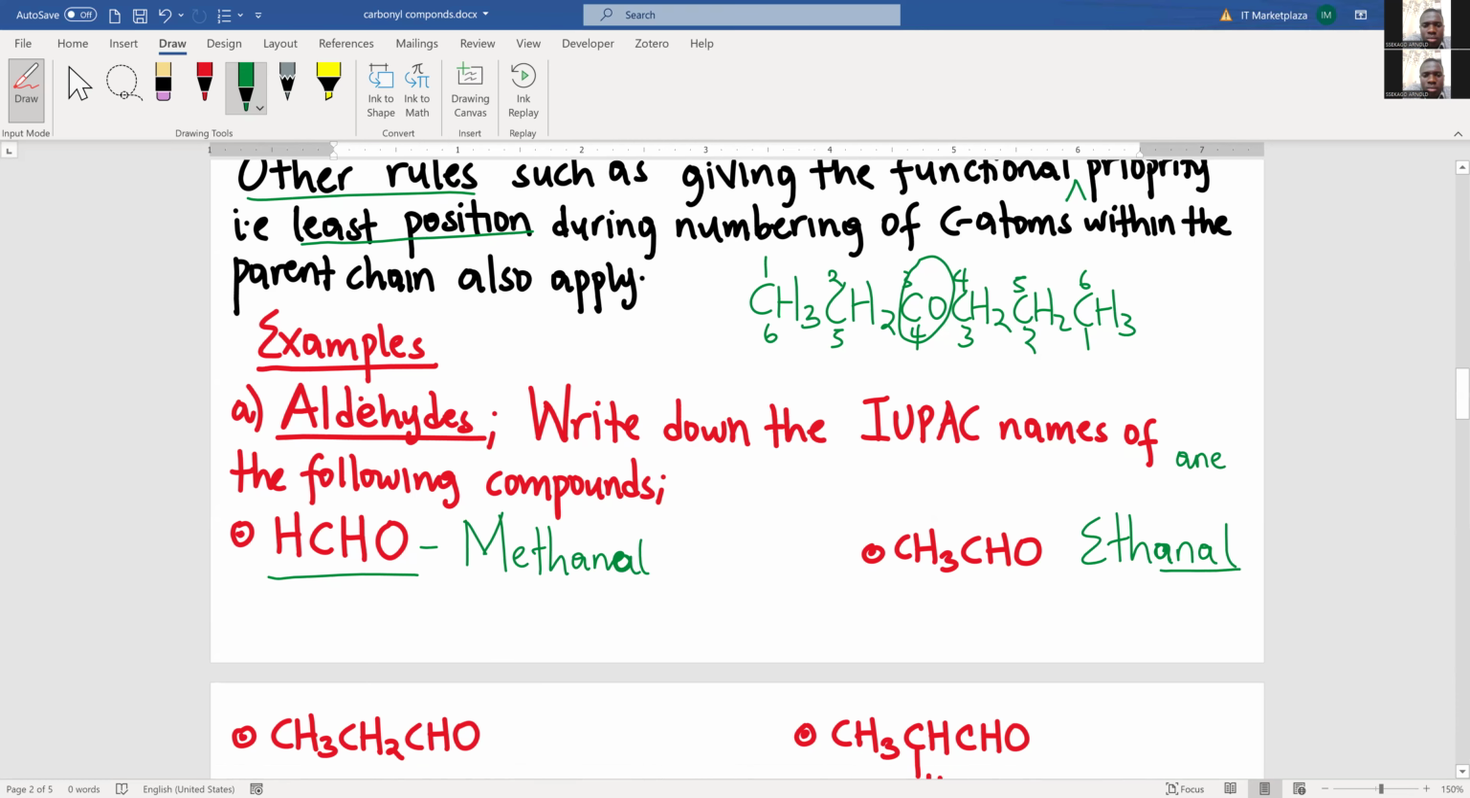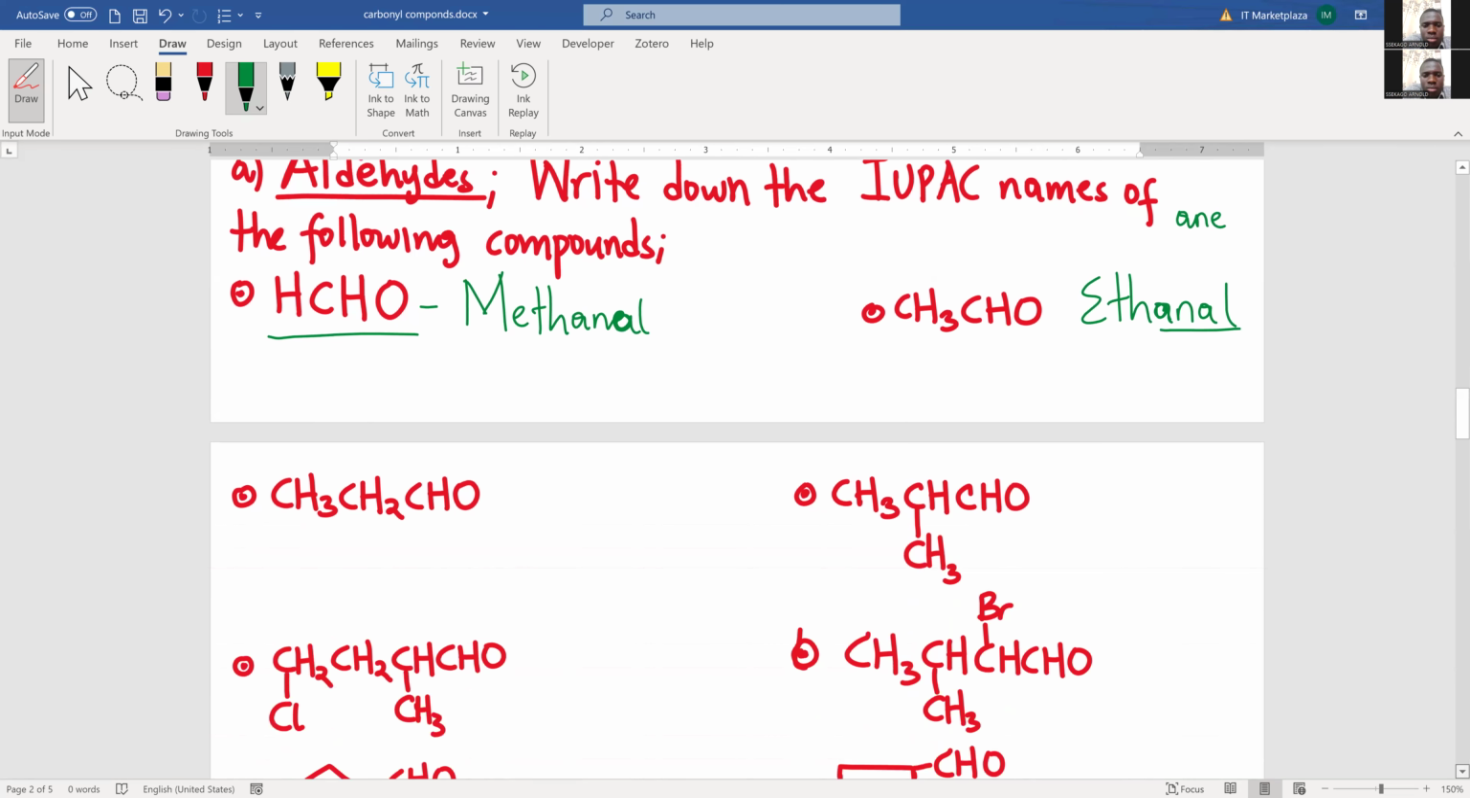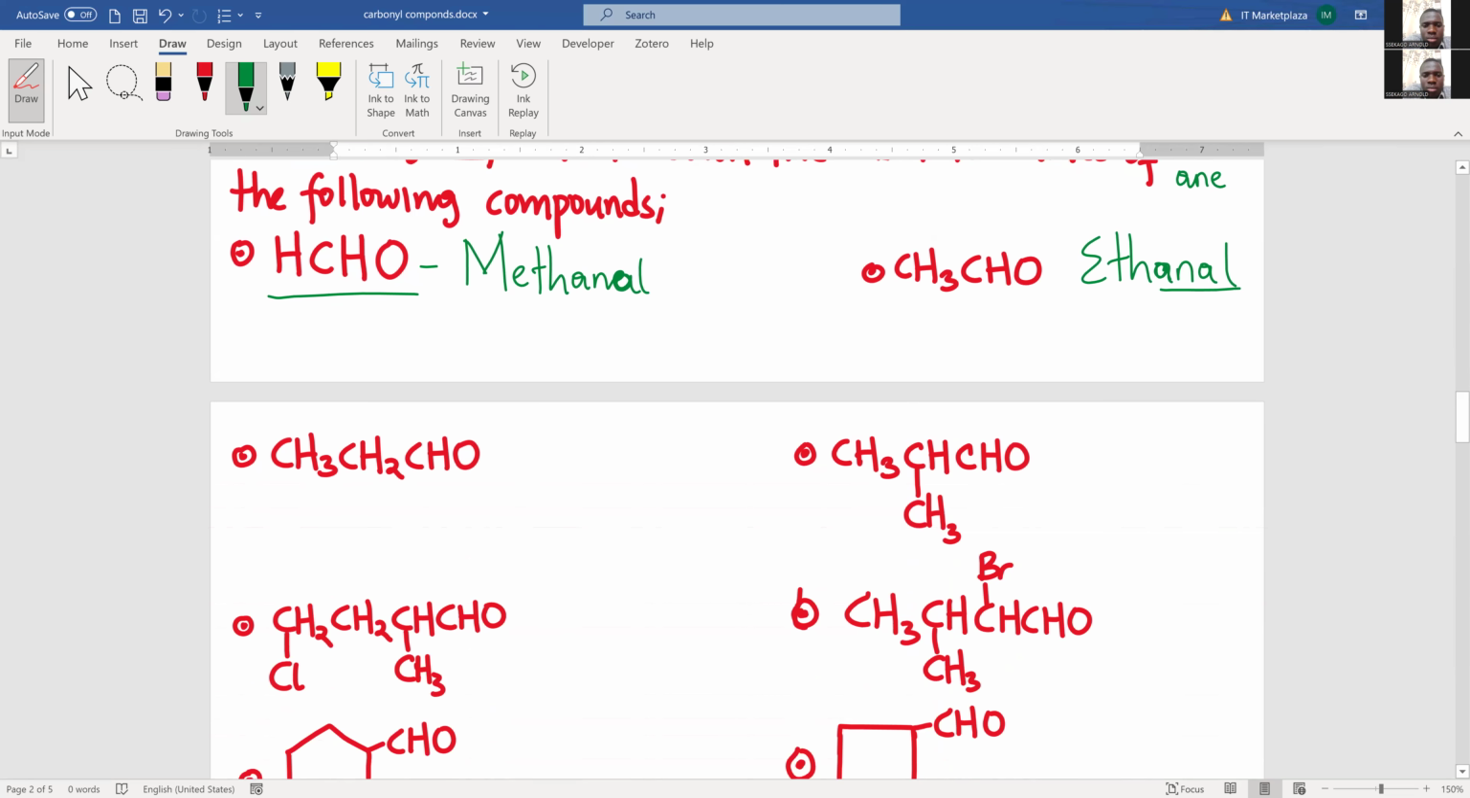Another example, this is the third example which I have. It is made up of 3 carbon atoms. If there are 3 carbon atoms, that is propane. So instead of having propane, I'll call it propanal.